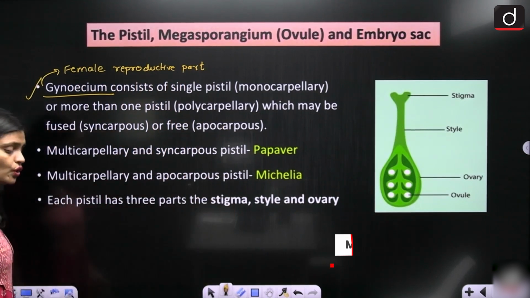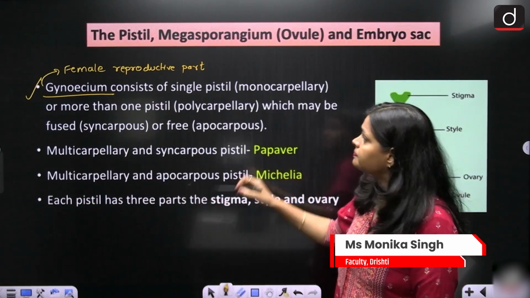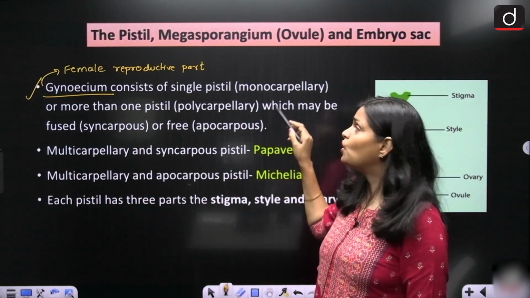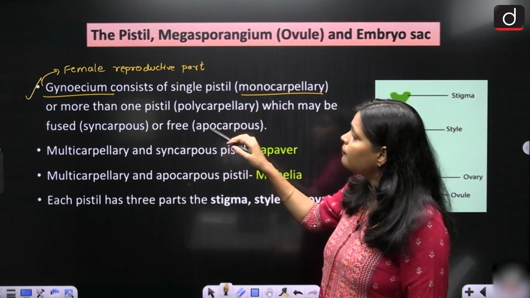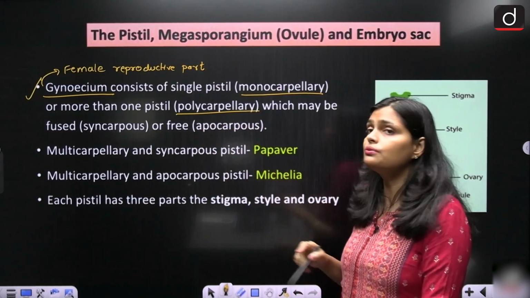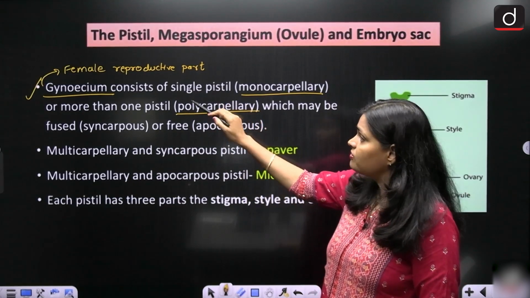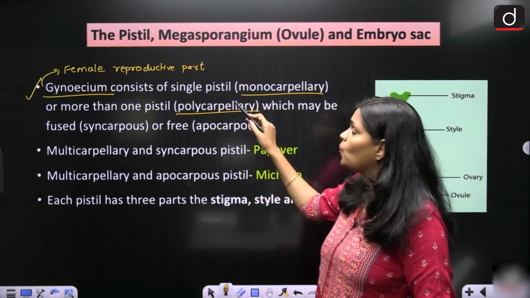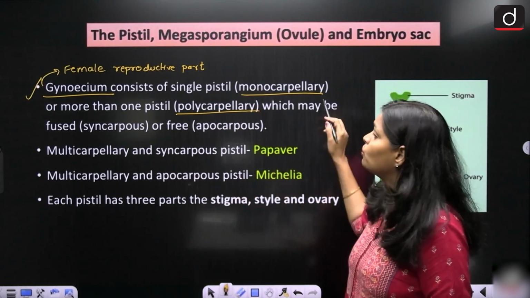So gynoecium is what? Female reproductive part. Gynoecium consists of a single pistil, called monocarpillary, or more than one pistil, polycarpillary. If the female reproductive system, if the flower has only one pistil, that flower is called monocarpillary.